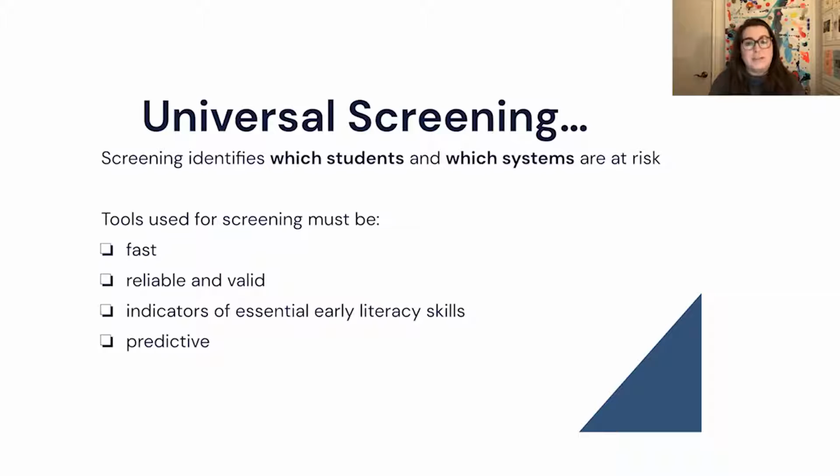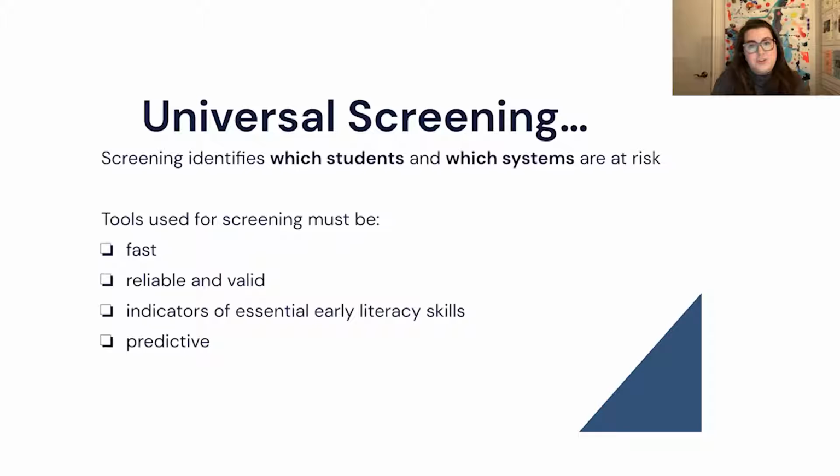So we know we need that indicator, and we know we need to focus that indicator on those essential early literacy skills, those skills that we know from research have causal relationships to future reading outcomes. That means we know that if we teach these effectively, or if we provide that effective instruction, we can expect to see improved student outcomes.